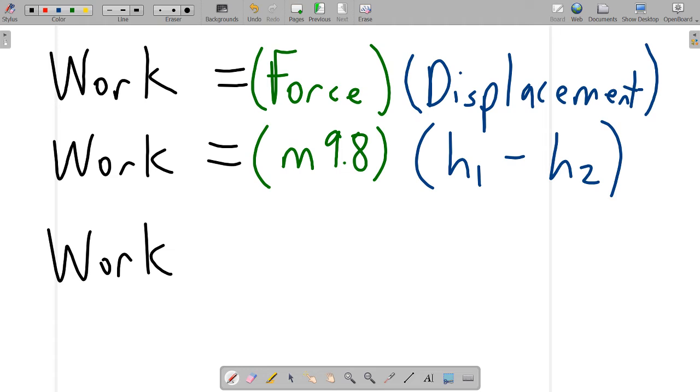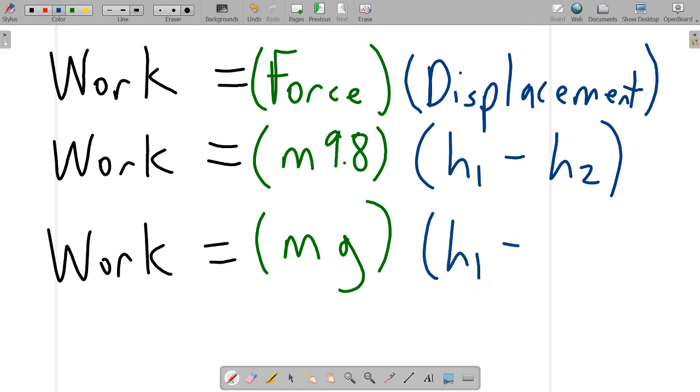Now what I want to do now is write this in terms of the standard convention. So mass times 9.8 is the same thing as mass times little g, where we use little g to represent 9.8. Okay, that's the standard convention for 9.8, little g. So times h1 minus h2.